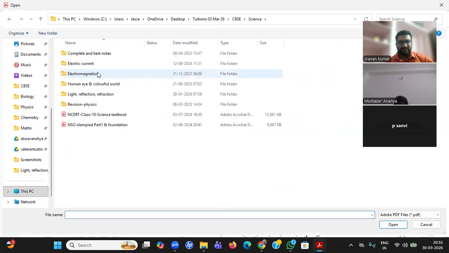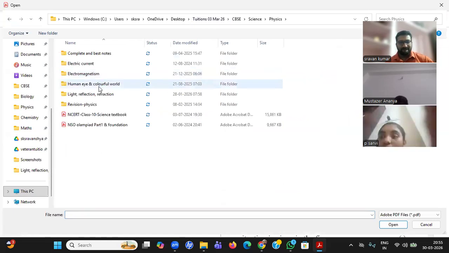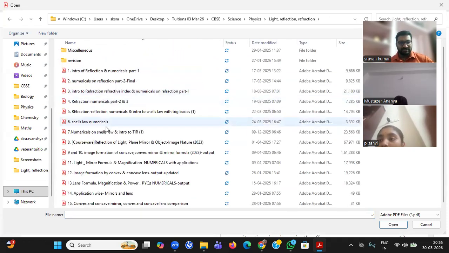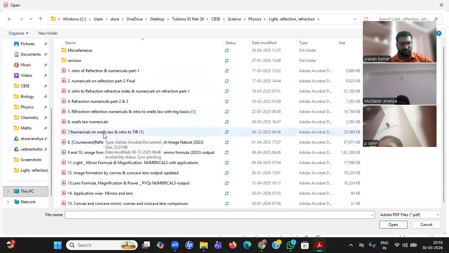Science, physics. Which one? Light reflection, refraction only, I guess. Not light reflection, refraction, right? Yeah, light reflection. Refraction. Snell's law, numericals on Snell's law.